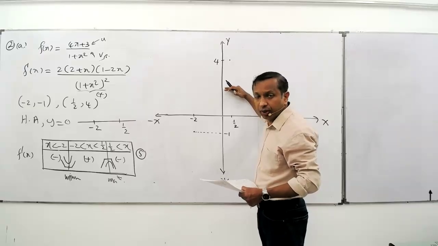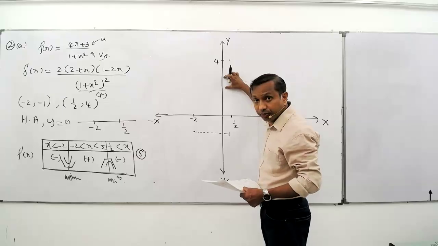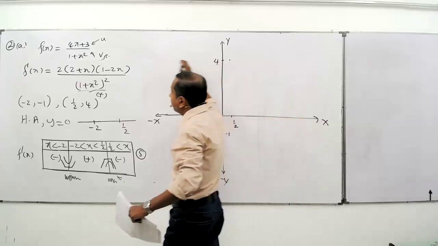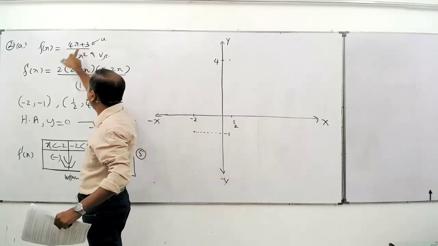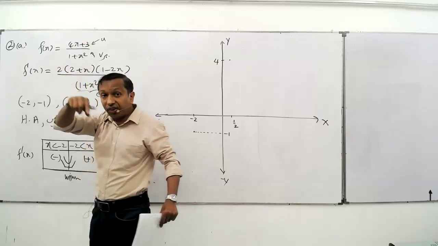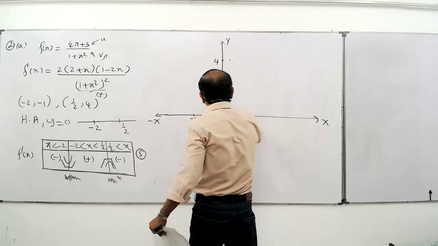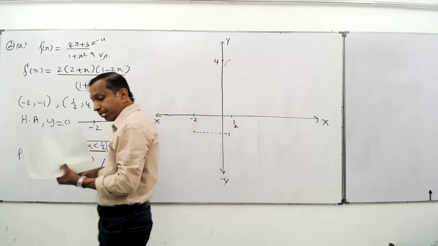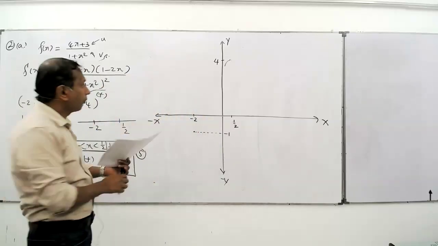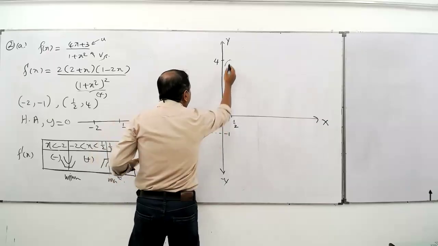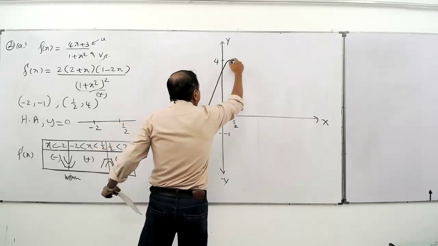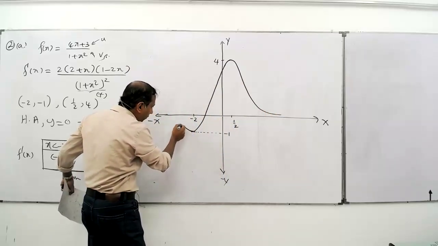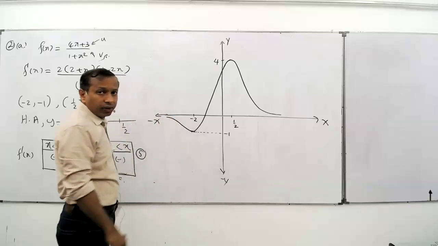How to check it, people? When the graph cuts the y-axis, x is 0. When I put x equals 0, the numerator is 3 and the denominator is 1, so the graph cuts at y equals 3. Therefore, we must draw it like this. Here this is 3, right? Here the maximum point, here the minimum point, and when x goes to infinity and minus infinity, y goes to 0. This is the graph, right?